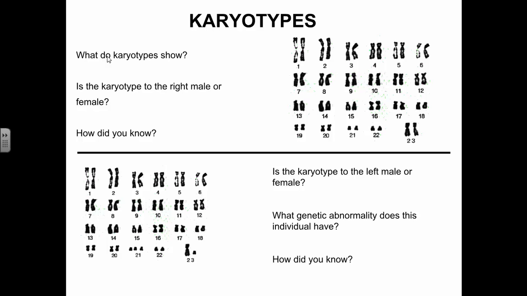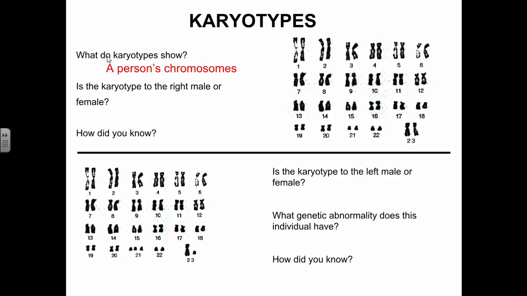All right, so just to kind of summarize, karyotypes. Karyotypes basically show a picture, a map, a diagram of a person's chromosomes. Now these aren't labeled with X and Y, but you can still tell. Is this a male or a female? How do you know? They're not labeled X and Y, so how could you know?